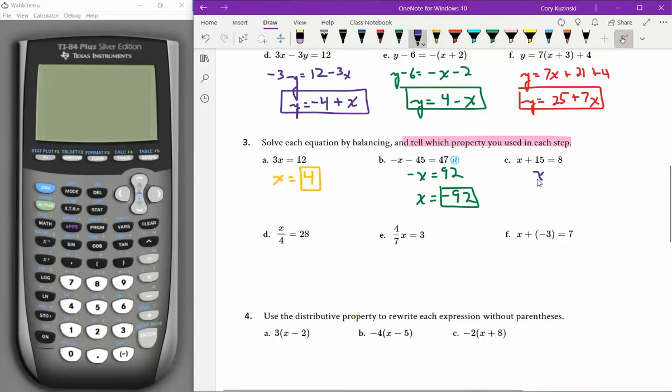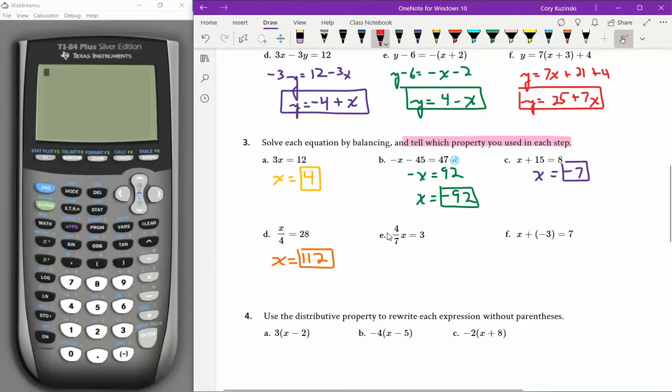All right, let's subtract 15 from both sides. You get x equals negative 7. So to tell which property I use, that would be the subtraction property of equality. This one, multiply both sides by 4. 4 times 20 is 80. 4 times 8 is 32. So 112. And I use the multiplication property of equality.